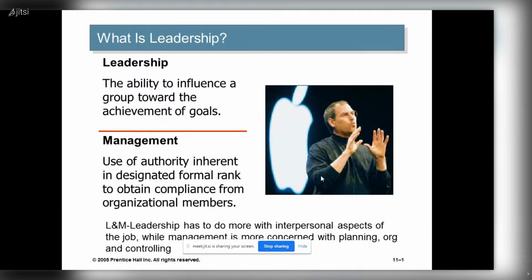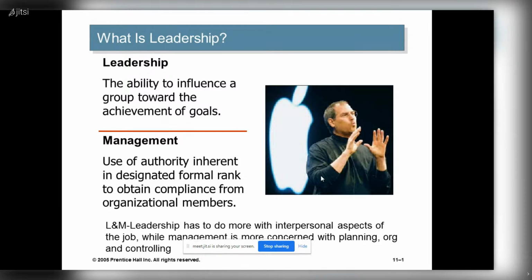In simple, general terminology, we can say that it is the ability to influence a group of people towards the achievement of goals.